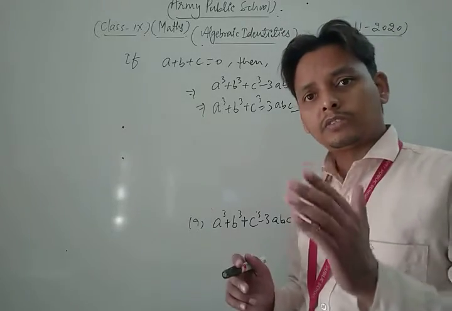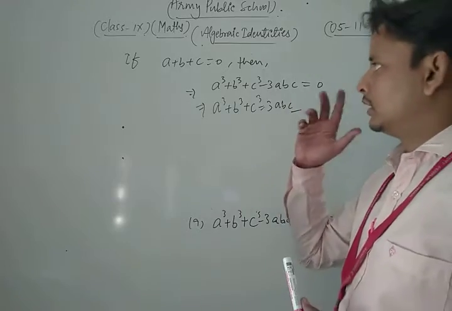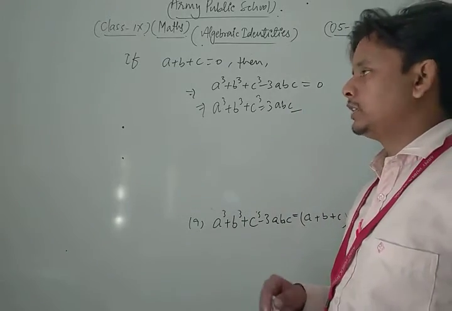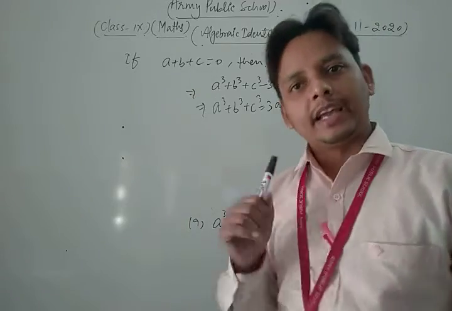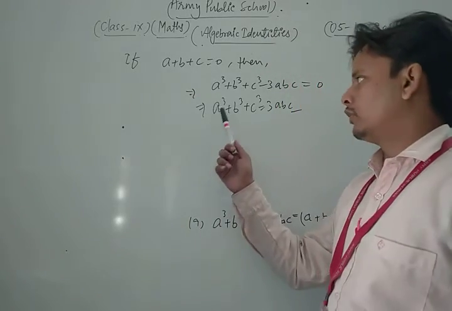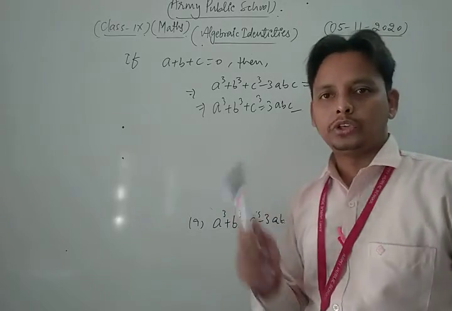a³ + b³ + c³ = 3abc. Dear students, this is one of the most important results of your syllabus. Also remember in your mind, dear students, if the value of a + b + c is equal to 0, in that condition the formula is a³ + b³ + c³ = 3abc.